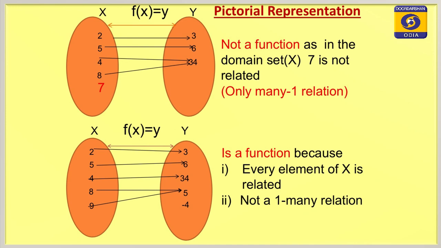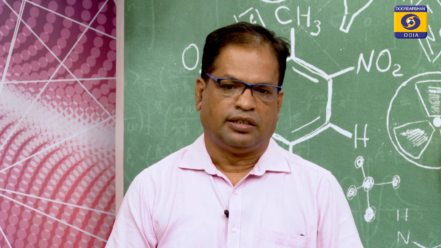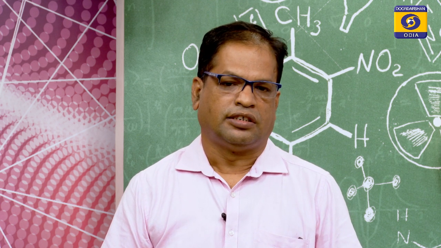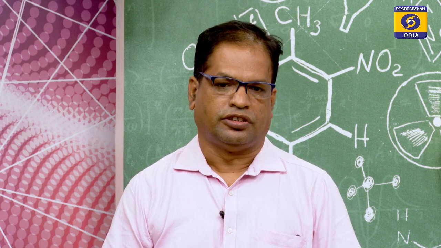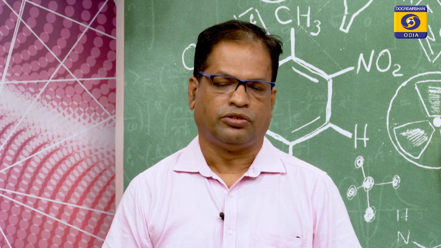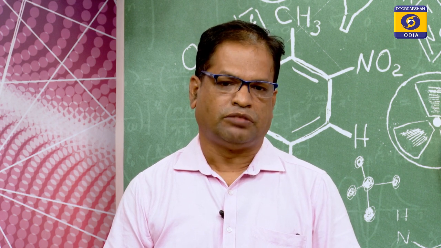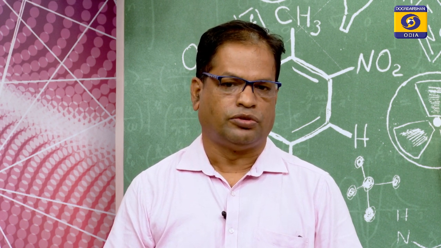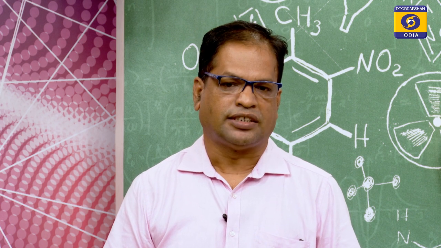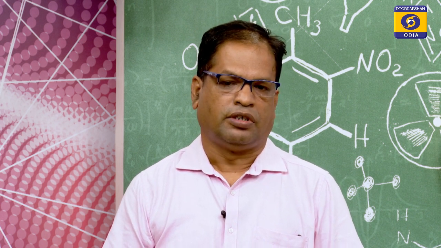And in last picture you see that is a many one relation and every element of the domain set X is related. So, there is one element of Y not related, but that is least concern for us. We have to see for two conditions. First, every element of the domain set must be related and function should not be one many. So, last case is an example of function.